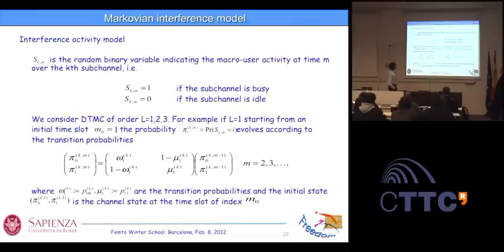So over each channel, we consider this binary random variable, k_m. K is the frequency index, M is the time index. This will be either 0 or 1: 0 if the subchannel is idle, 1 if the subchannel is busy. And then the probability for a channel to be either idle or busy will evolve in time according to the well-known Markov chain. And these will be the transition probabilities, right? So this is a well-known, basic Markov chain.